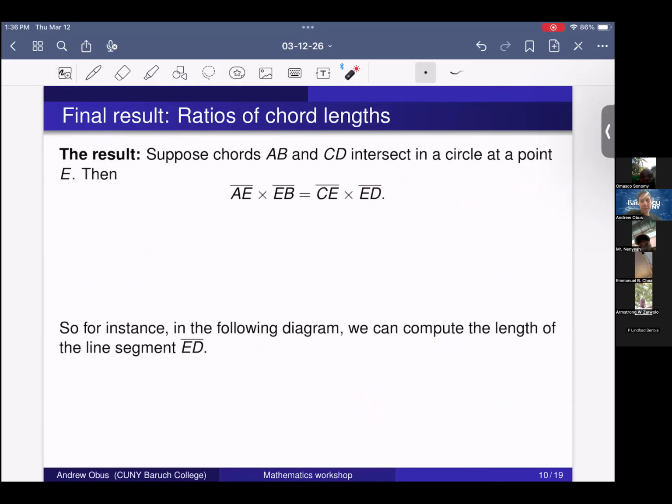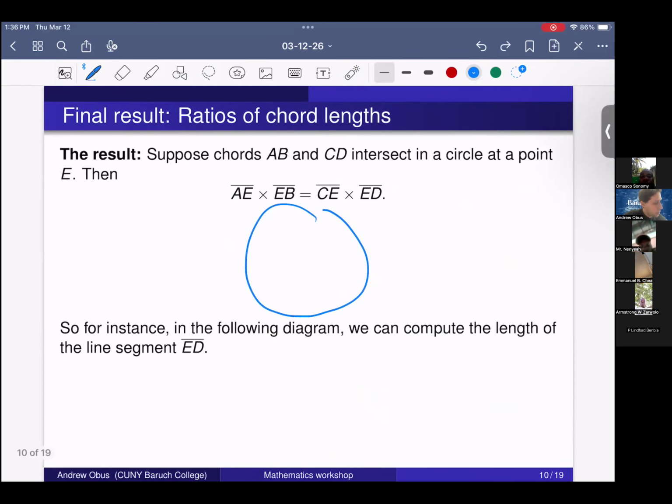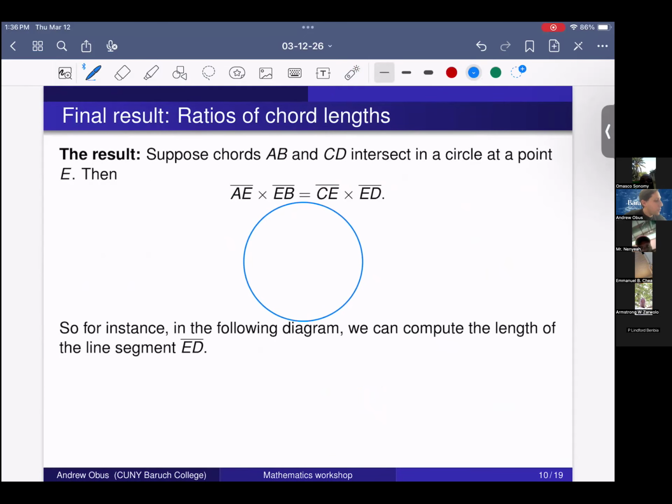Okay, so final results: ratios of chord lengths. This is going to be the last circle theorem. Suppose we have chords AB and CD that intersect in a circle at a point E. I'm going to have a chord AB, and a chord CD, and E is the point where they intersect. I'll label that E.